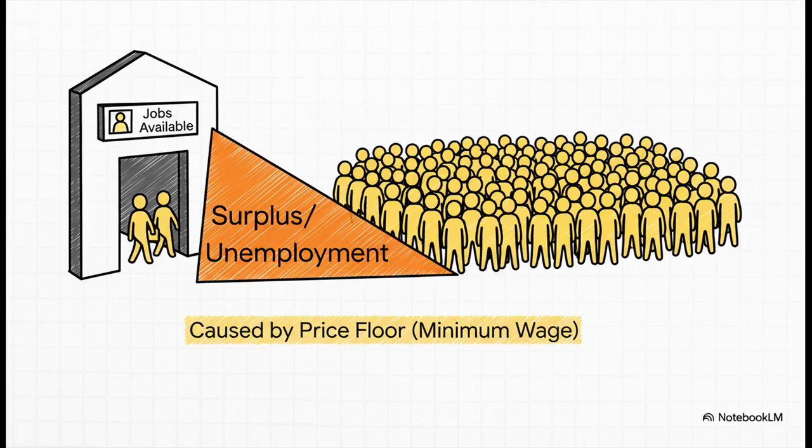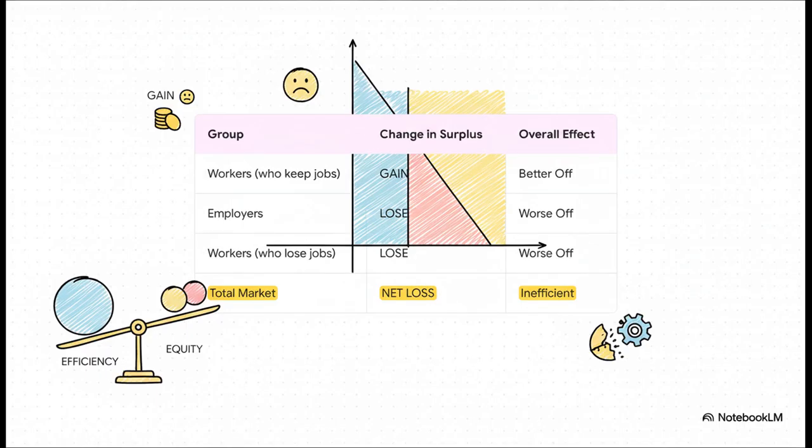And in the labor market, what does a surplus of labor look like? Well, it means more people want to work at that minimum wage than there are jobs available. And we have a name for that surplus: unemployment. And you know what? The analysis of winners and losers here looks surprisingly familiar, doesn't it? The workers who get to keep their jobs at that higher wage, they absolutely gain. But employers lose because their costs just went up. And sadly, some workers lose their jobs entirely.